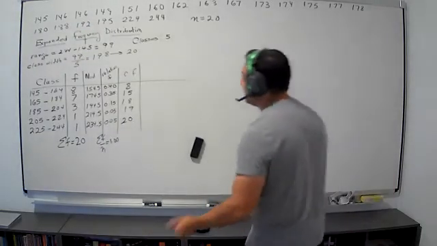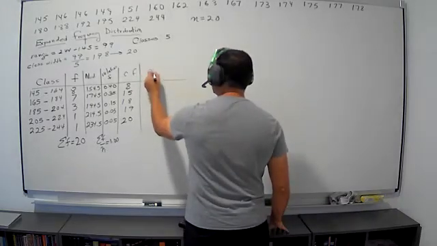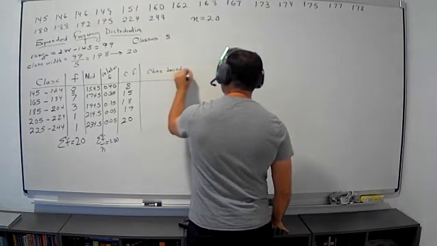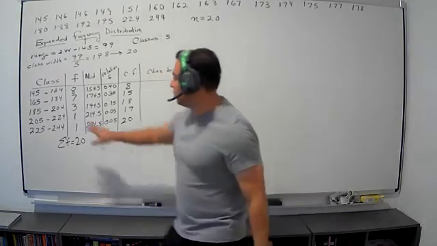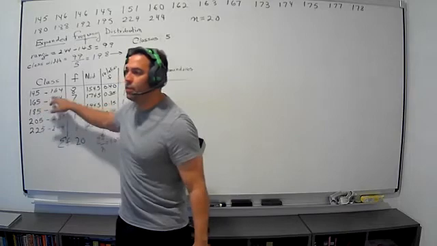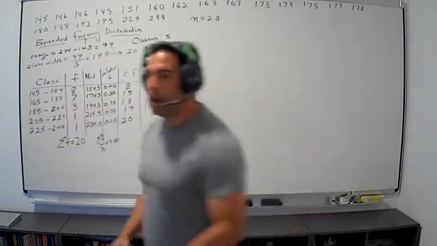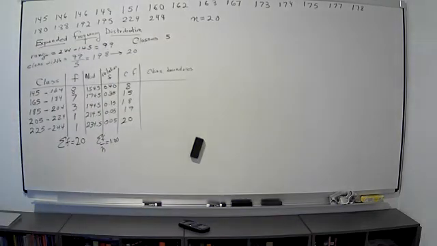Okay? And the last thing we're going to do is our class boundaries, which in this book are being used to remove the gap between 164 and 165 so that when we make our histograms, we don't have gaps between our bars.